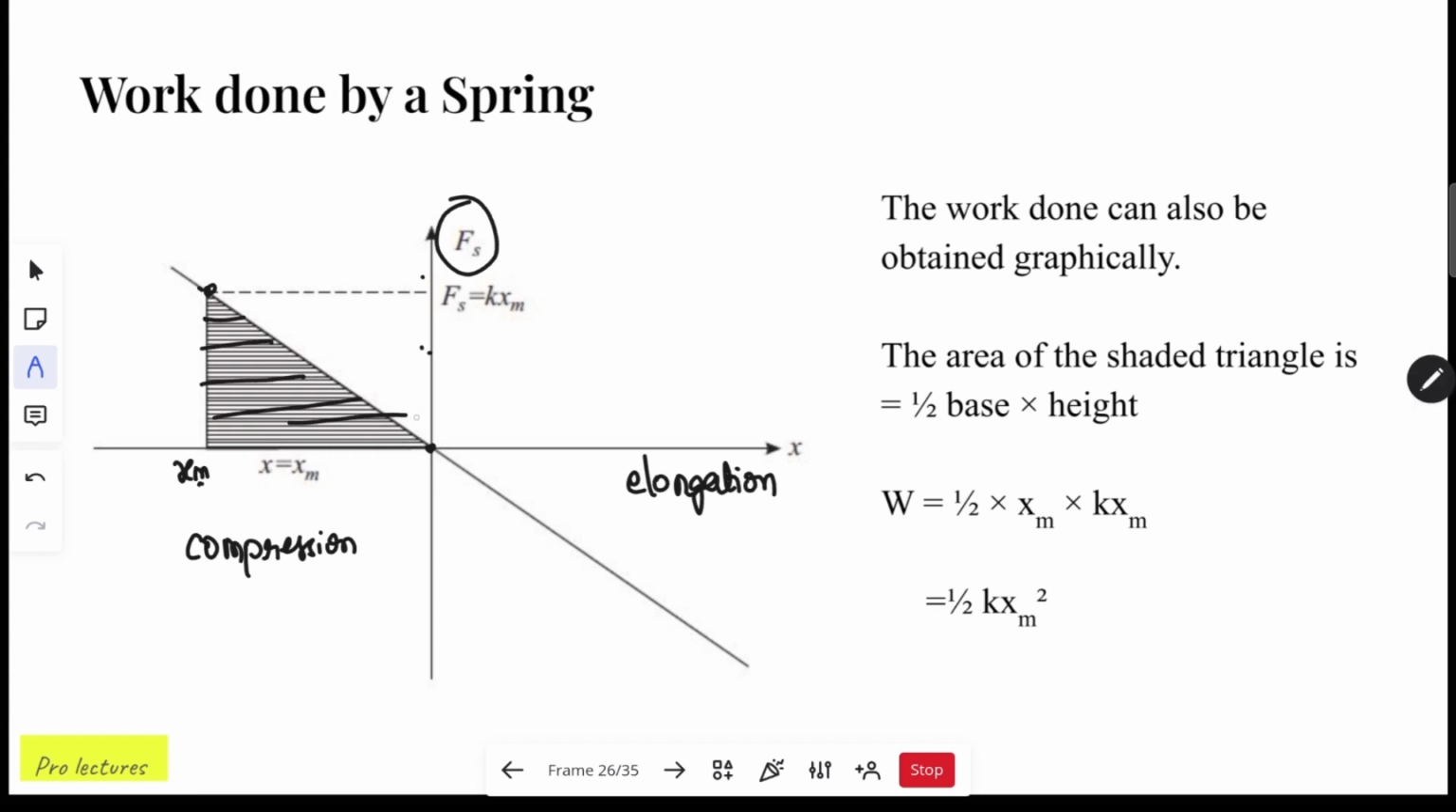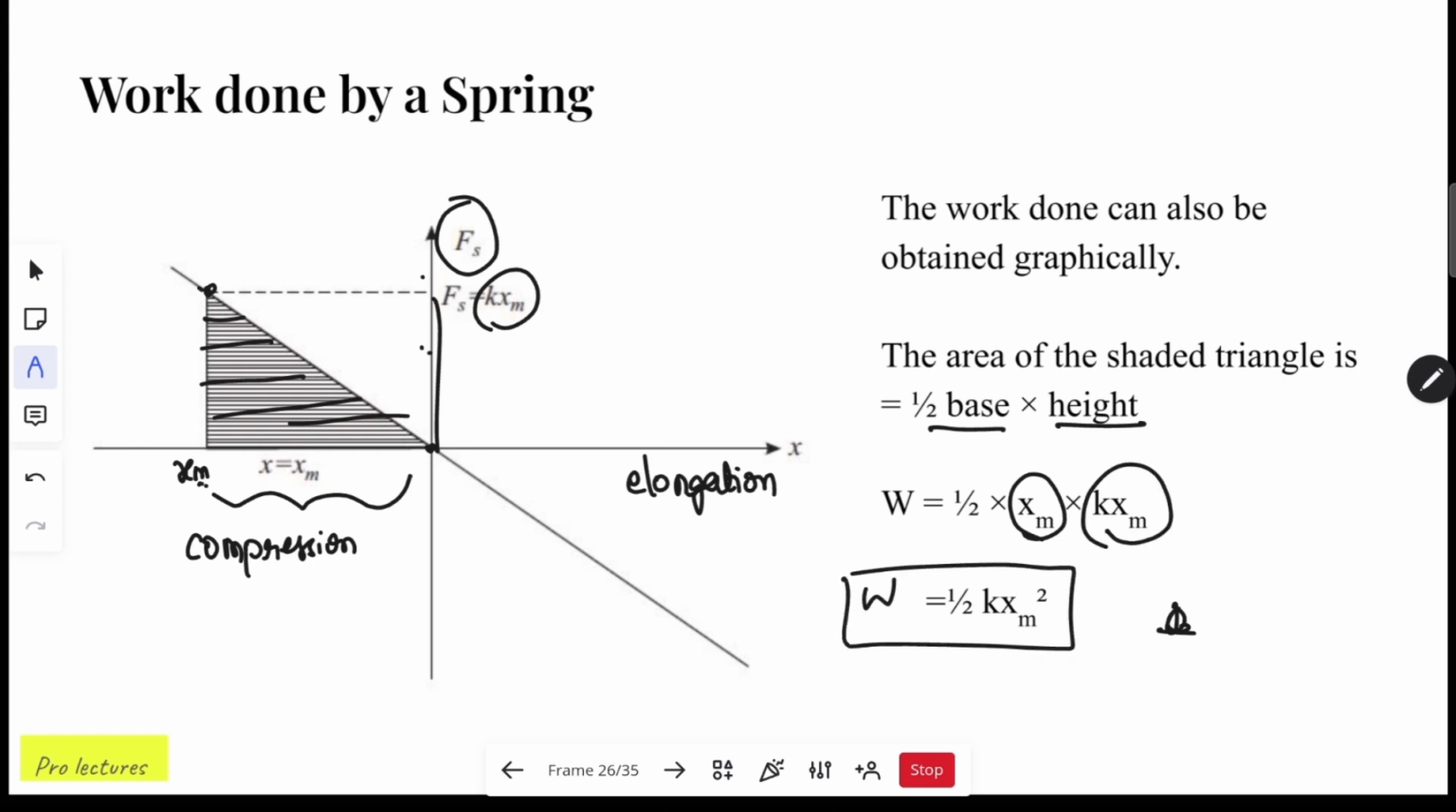It's the area of the shaded triangle. So we know that the area is half into base into height. So what is the base? Base is xm, height is the force k xm. With that we get work is equal to half k xm square. So we have proved the work done both theoretically and also graphically.